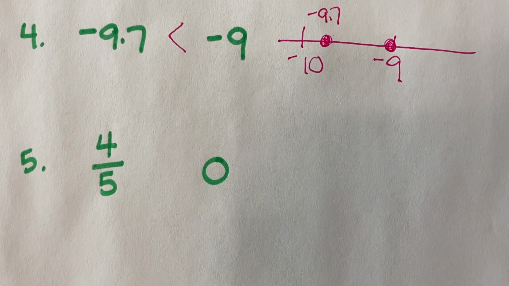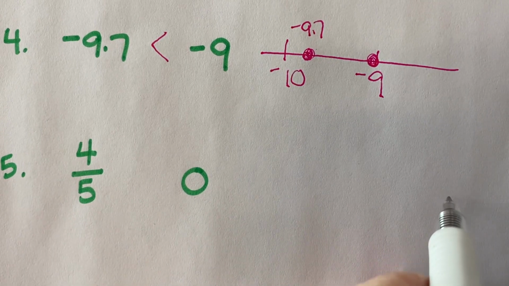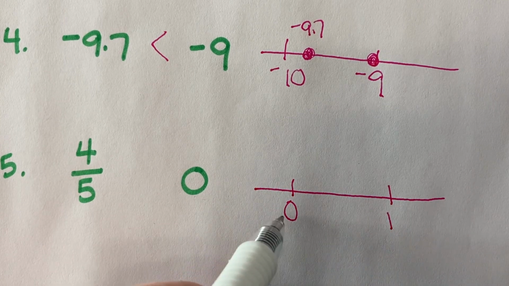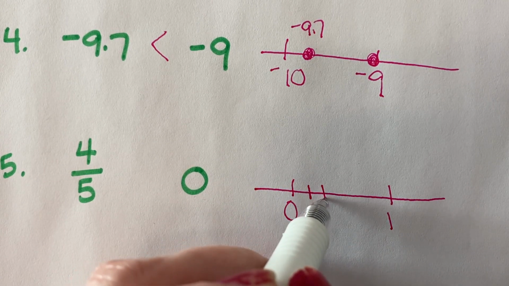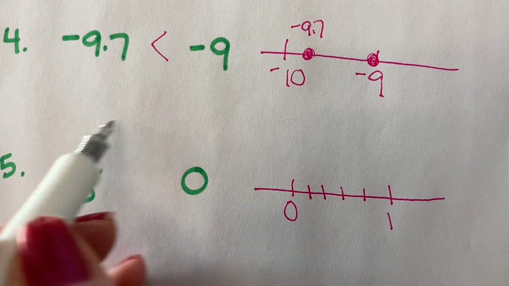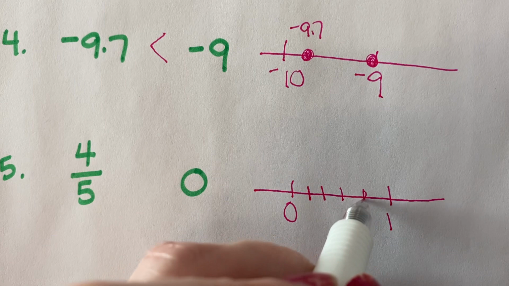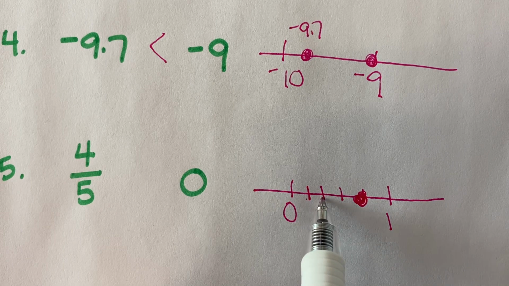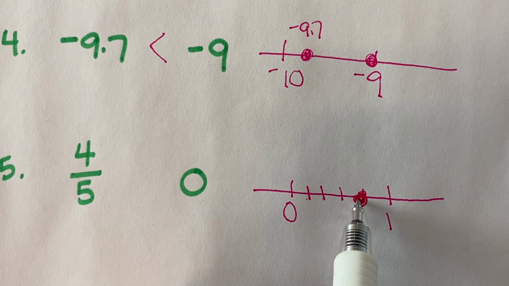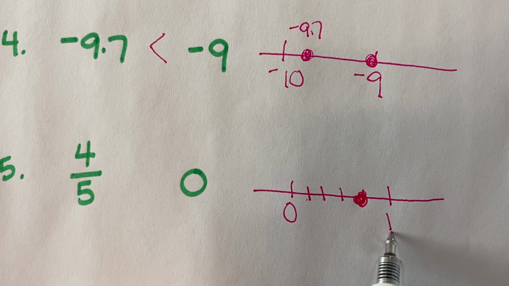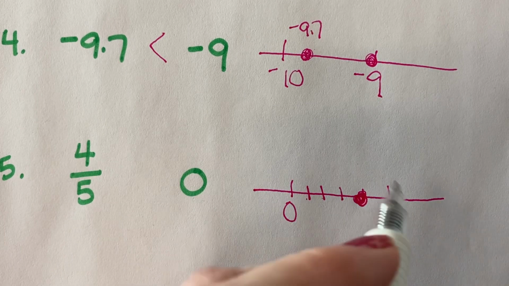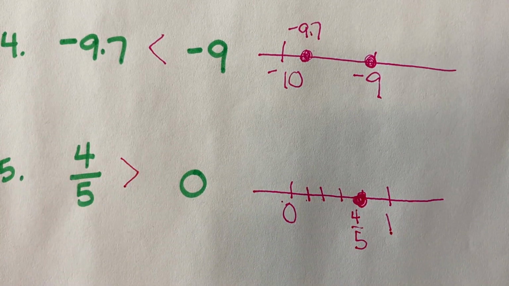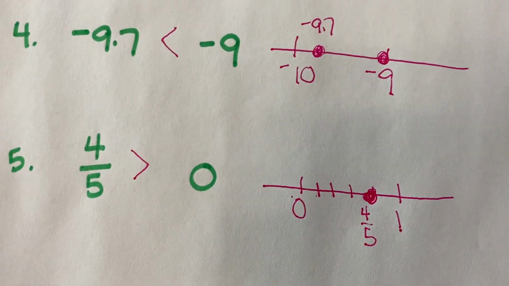Next one, 4/5 and 0. Well, if 0 is here and 1 is here, and we split this into 5 equal sections, and we go 4 to the right, 4/5 would be right here, because this would be 1/5, 2/5, 3/5, 4/5, and of course this would be 5/5, which is 1. So I think 4/5 is bigger than 0. It's further to the right. Excellent. 3 more to go.